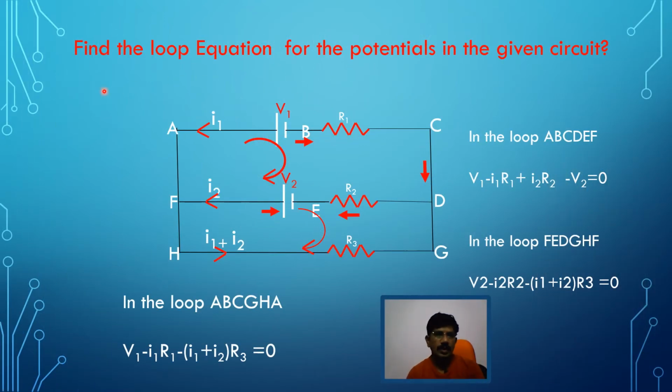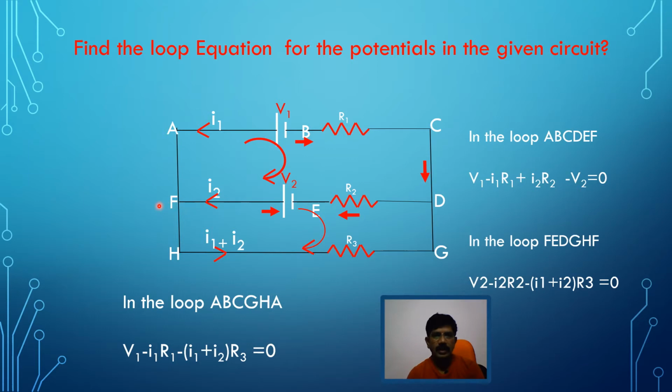Here is a sum. Find the loop equation for the potentials in the given circuit. Observe this one. This is the circuit given. This is the closed loop. See the loop A, B, C, D, E, F.